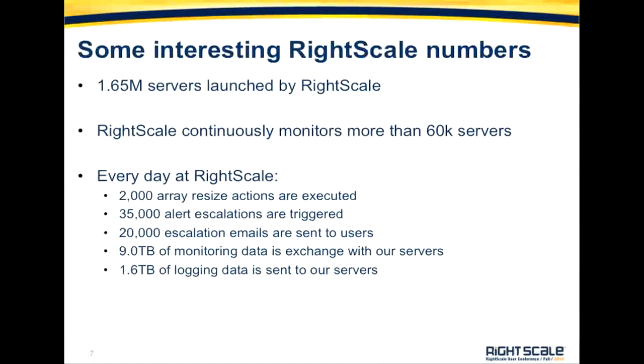30,000 alert escalations are triggered. That means that servers in our customers' deployments suffer some kind of change in behavior that triggers an alert, and we have to handle that. That means that 20,000 email escalations have to be sent to our users. In some cases, some users receive thousands of emails. They don't respond to them, and we have strong opinions about that, but well, that's what it is.